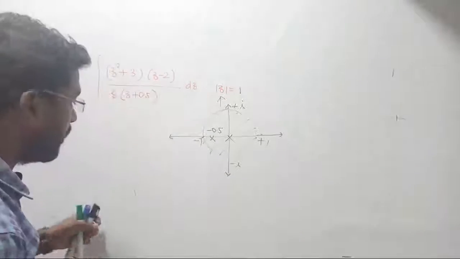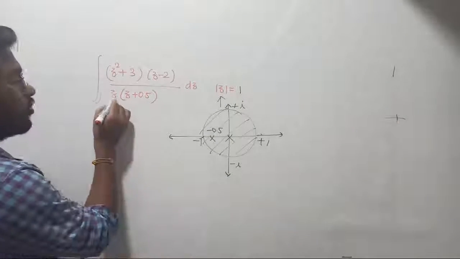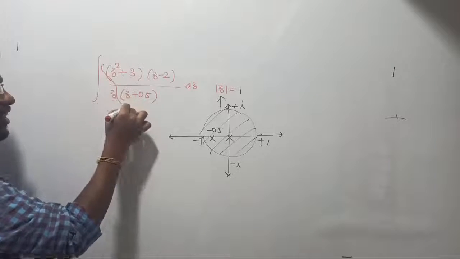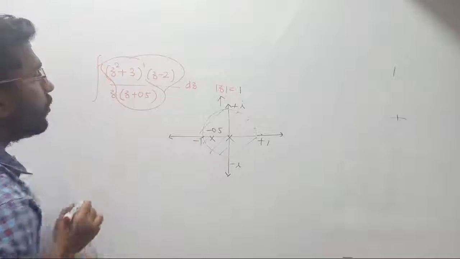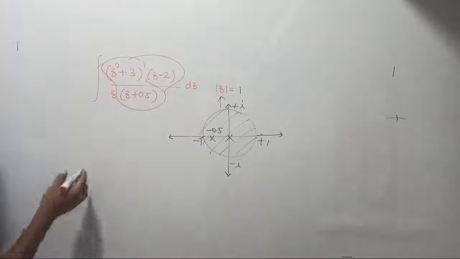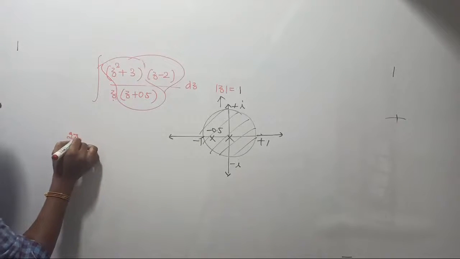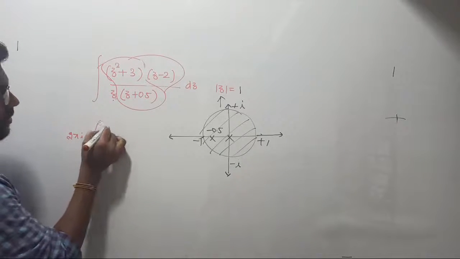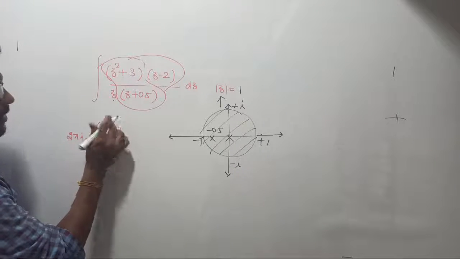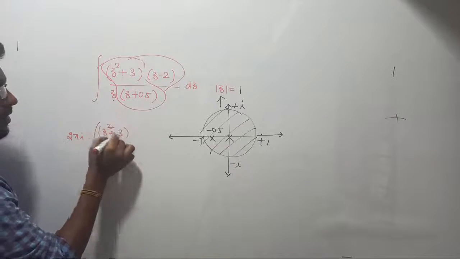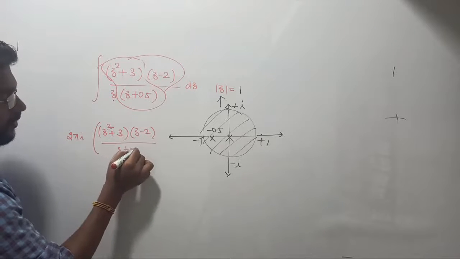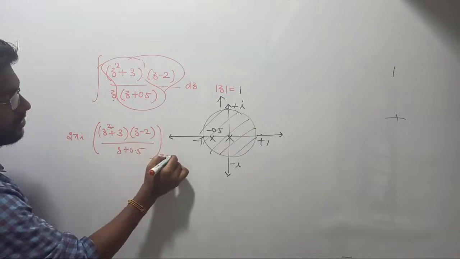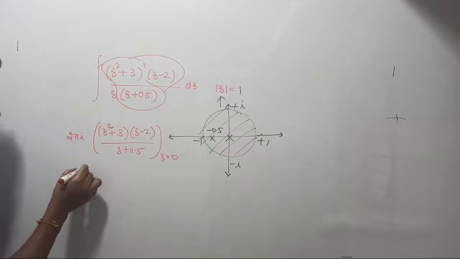Now remove them separately. First remove this pole, and then you have to consider the whole remaining function. Whichever pole you remove, you should not consider that pole. That's all. Now first multiply by 2 pi i, and consider (z square plus 3) into (z minus 2) upon (z plus 0.5), where z equal to 0. Just put z as 0, you are going to get what?